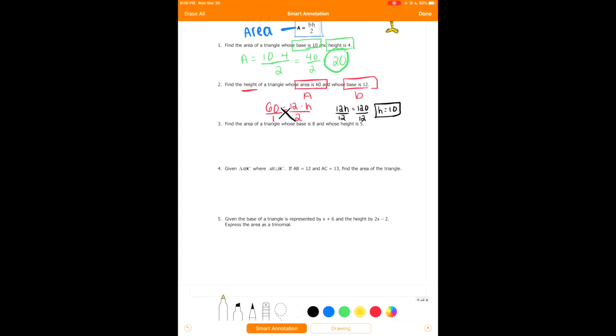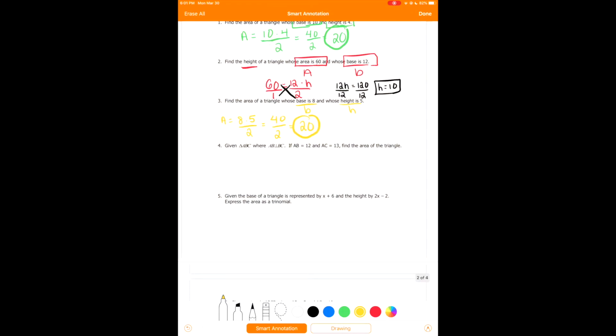For number 3, find the area of a triangle whose base is 8 and height is 5. So B is 8 and H is 5. So A equals 8 times 5 over 2. Again, you can plug this in your calculator if you want. And you should get 20 as your answer.